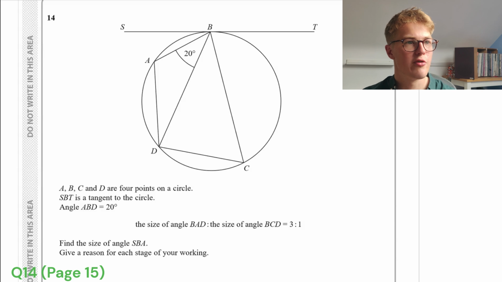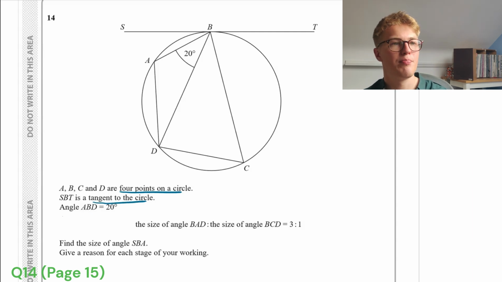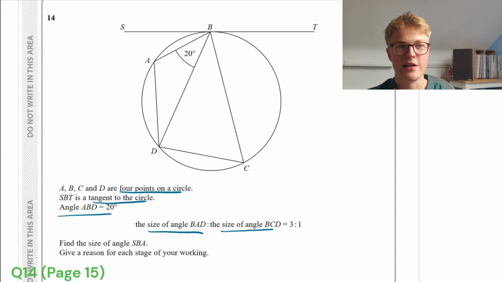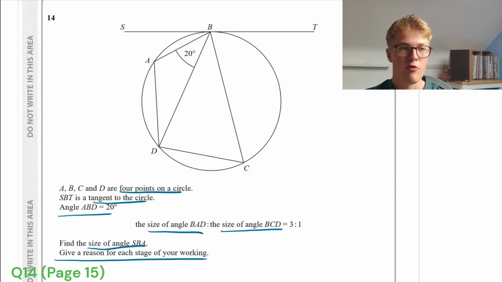A, B, C and D are 4 points on a circle. SBT is a tangent to the circle. Angle ABD is 20 degrees. The size of angle BAD to the size of angle BCD is 3 to 1. Find the size of angle SBA. Give a reason for each stage of your working.